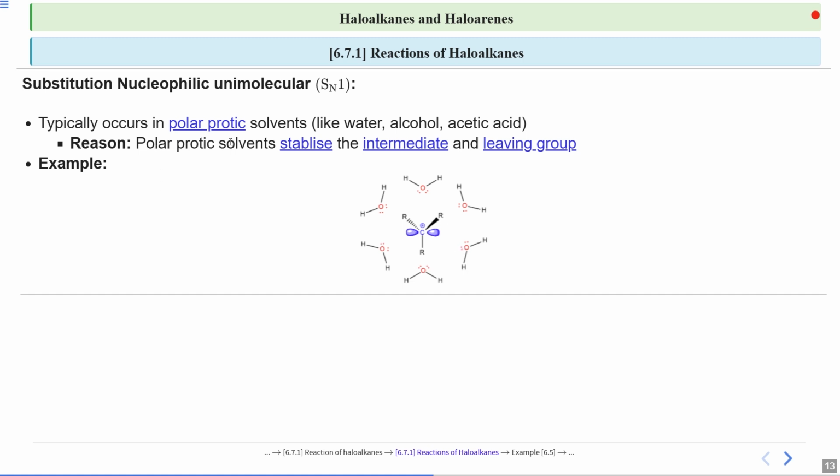Also, the polar protic solvent stabilizes the negative charge of the leaving group. So the negative charge of the leaving group is also stabilized by the polar protic solvent by hydrogen bonding, and it facilitates the departure of the leaving group from the solution more easily. So this is what is happening, and this is the reason behind the use of polar protic solvents in substitution nucleophilic unimolecular reactions.